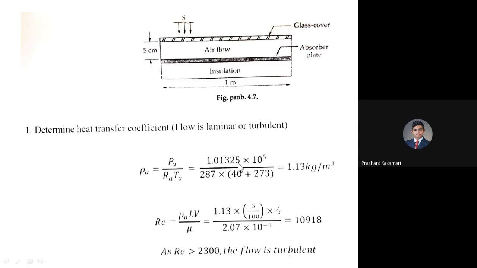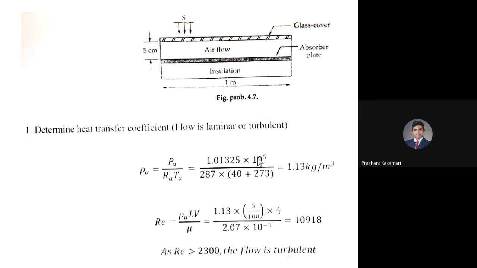1.01325 bar it is. So we need to convert it into other units or SI units. The R value of the gas is 287, ideal gas equation, into temperature. The temperature given is 40 degrees centigrade. I can substitute in Kelvin, 273. So finally, density for the given temperature in Kelvin, I can find out as 1.13 kg per meter cubed.